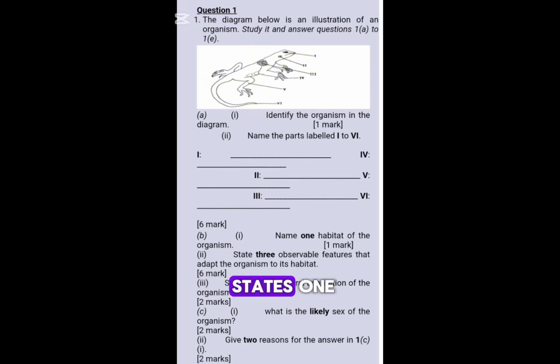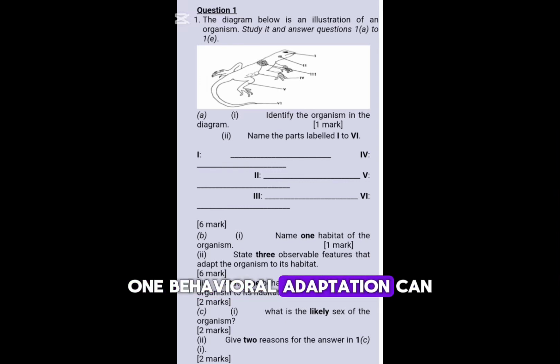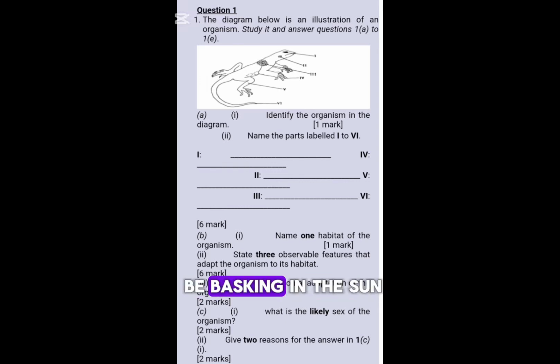The next one says, state 1 behavioral adaptation of the organism to its habitat. One behavioral adaptation can be basking in the sun to raise its body temperature. An agama lizard loves to do that. The next question says, what is the likely sex of the organism? The likely sex of this organism is female.